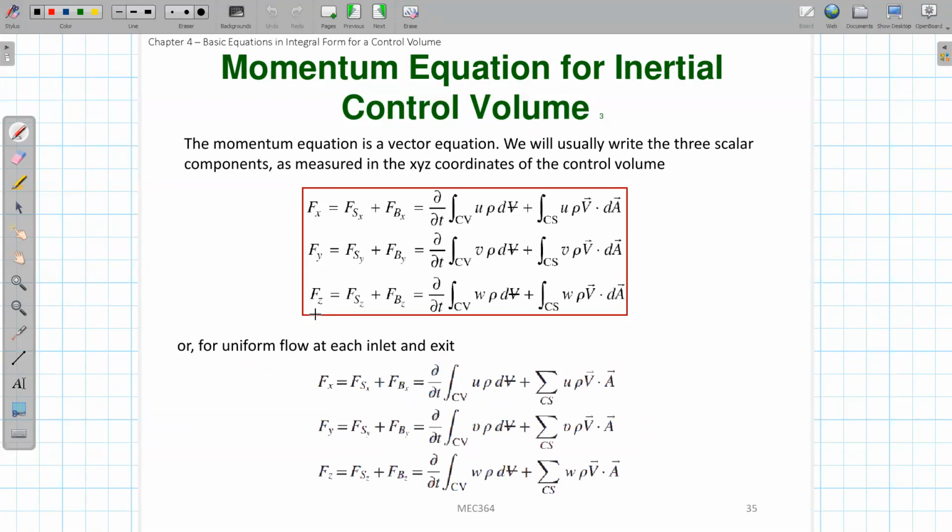And we can also simplify this surface integration, similar to the previous one, if you have uniform flow at the inlet and outlet. Then you can simplify this surface integration into this sigma form, which means you do the summation over all the inlets and outlets. So this is the momentum equation for a control volume.